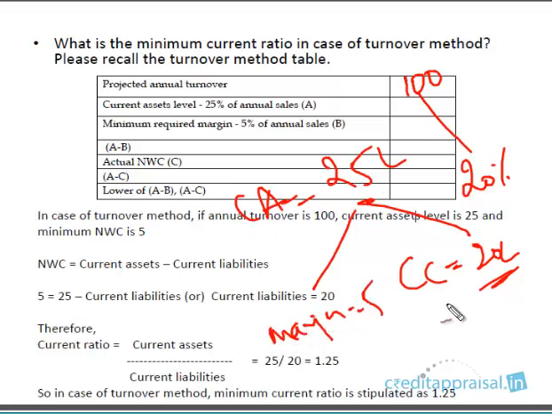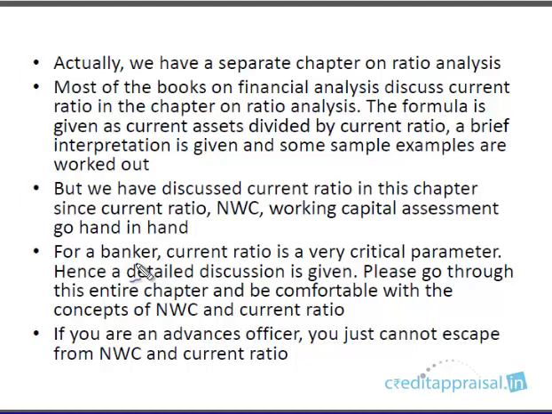So from this, if you want to calculate a current ratio, it is current assets by current liabilities. Okay. So what is current assets total? Here we are saying 25. Current liability is 20, right? 1.25. So in case of proposals where we follow the turnover method, minimum current ratio should be 1.25.